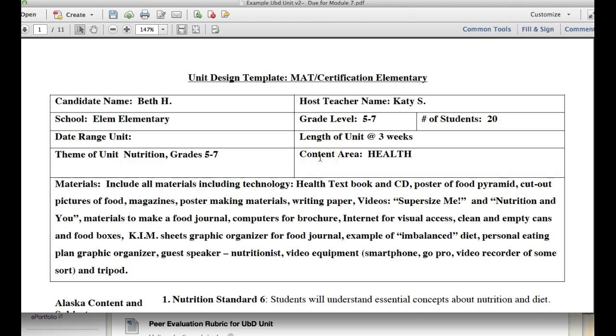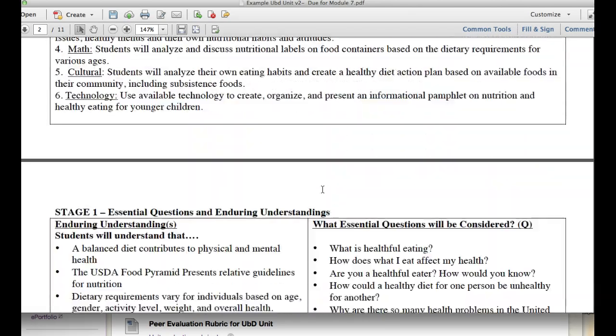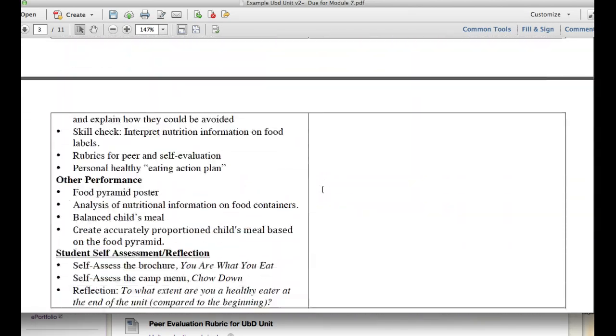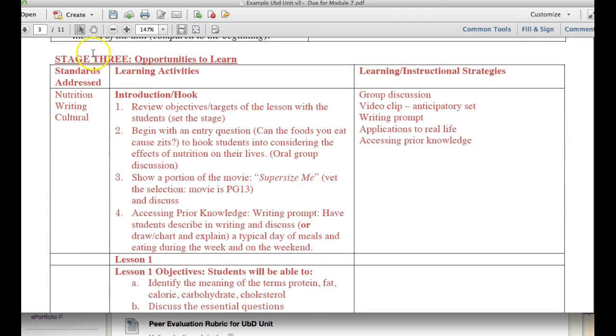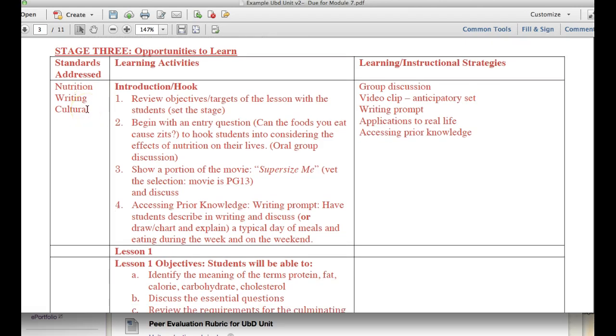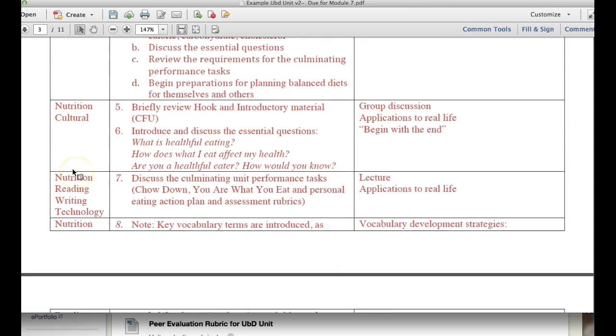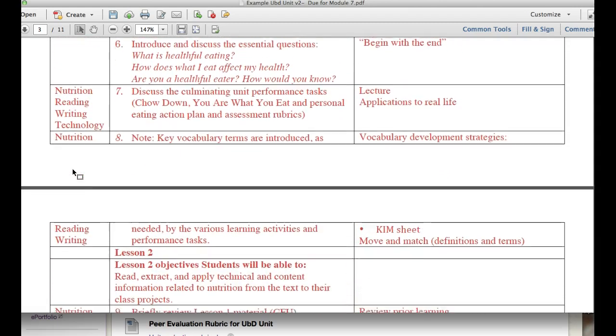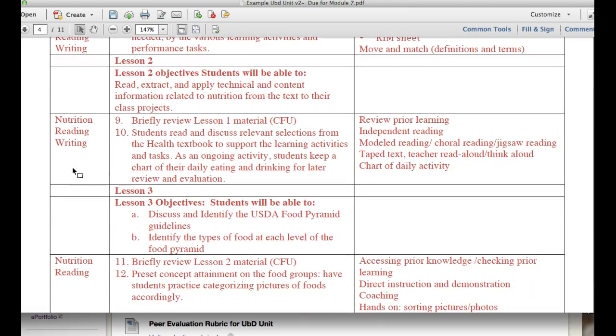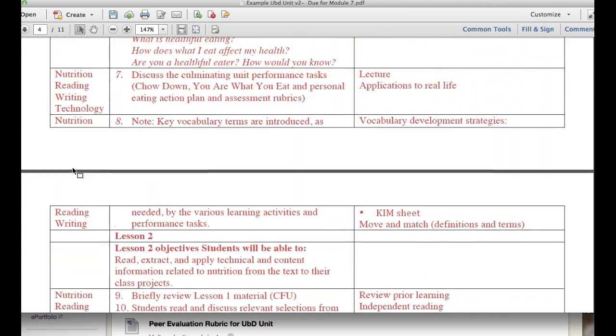Okay, so for this week, you are going to be completing Stage 3, Opportunities to Learn. You're going to be writing what standards. All you have to do is choose from your standards above and write down what standards are going for each of your lesson sections. Some of them are going to be together, some of them will be separate.